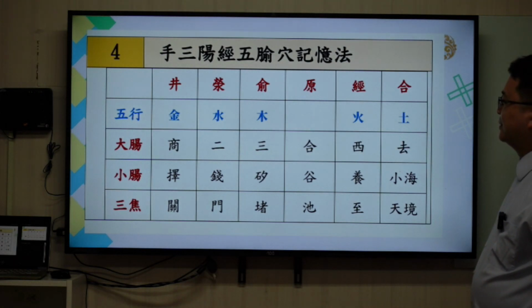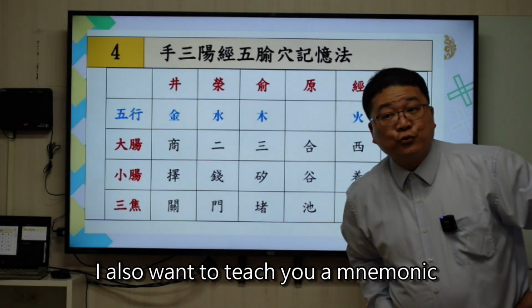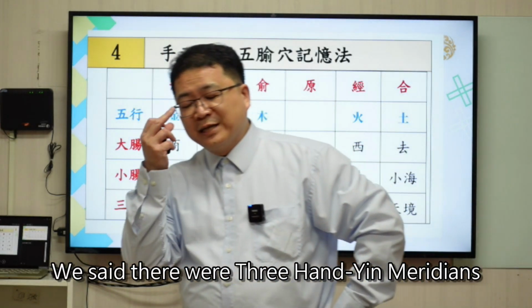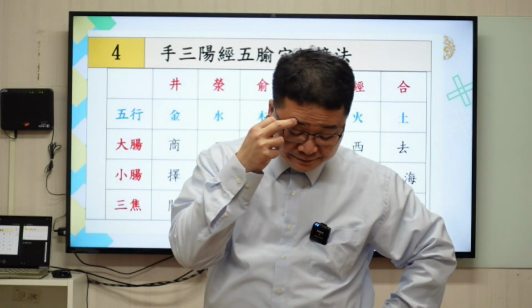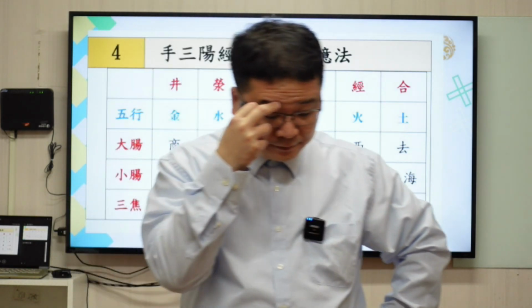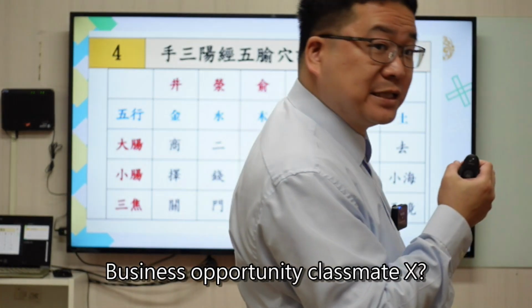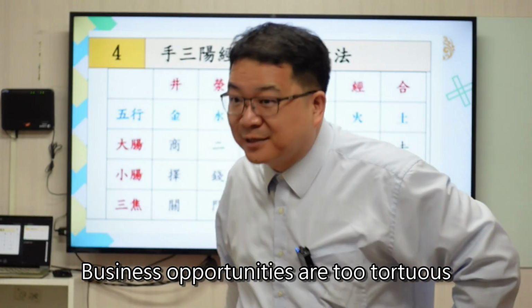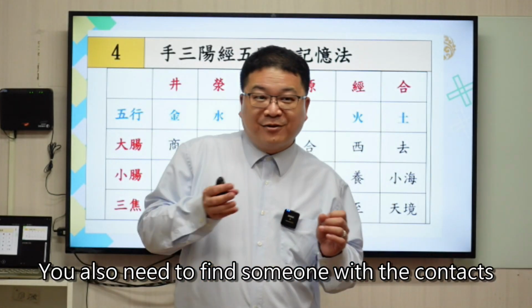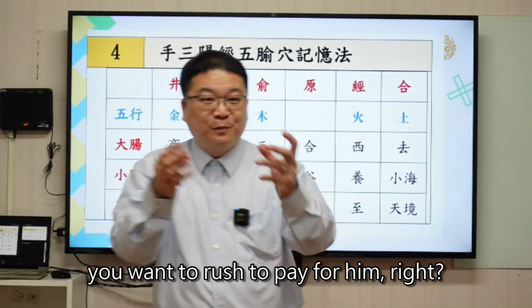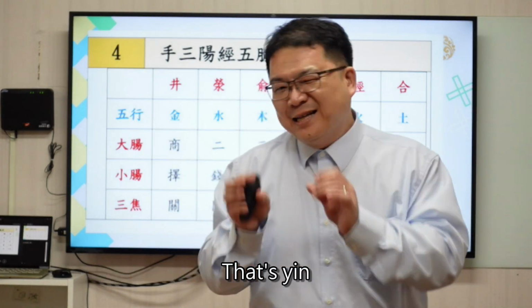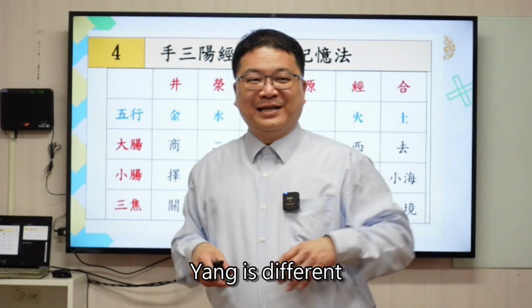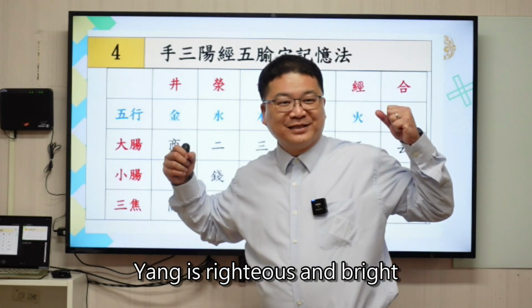So, I also want to teach you a mnemonic. For the Yin meridians, we said there were 3 hand-yin meridians. Does anyone remember the business mnemonic? Business opportunity, Shangji? Business opportunities are too tortuous. Then what about going there? You also need to find someone with the contacts. You want to rush to pay for him, right? That's Yin. Yin is when you have to do things secretly. Yang is different. Yang is righteous and bright.